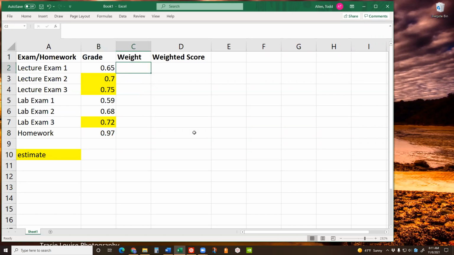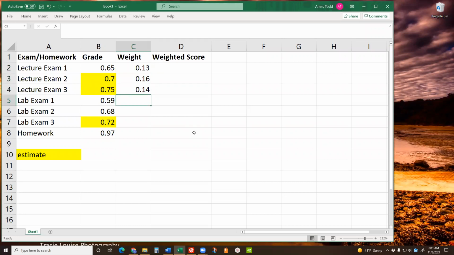So for the weights, column C of the spreadsheet, those weights are defined on the front page of your syllabus, okay? So I have them here for you. You don't have to pull your syllabus up unless you want to. But lecture exam 1 is weighted at 13%, so that's 0.13. Lecture exam 2 is weighted at 16%. Lecture exam 3 is weighted at 14%, okay?